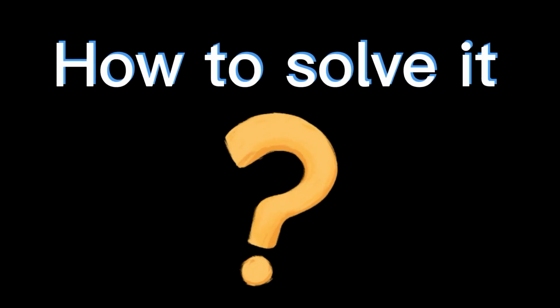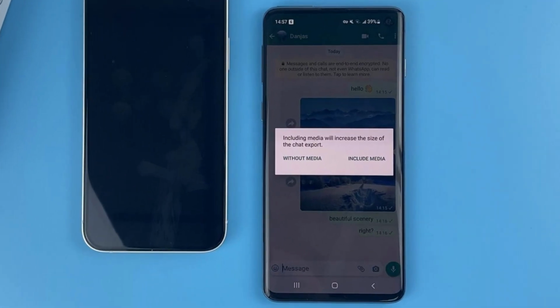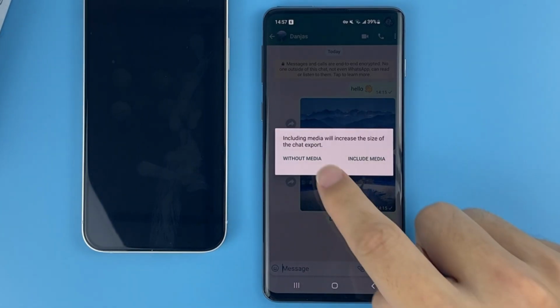However, for some Android devices, the Include Media option might not work. If that's the case, you can try our second method, phone transfer. It transfers WhatsApp from Android to iPhone with everything included. So here, to save time, I'm going to select the Without Media option. You can try the Include Media on your Android phone. Alright, I just choose the Without option.